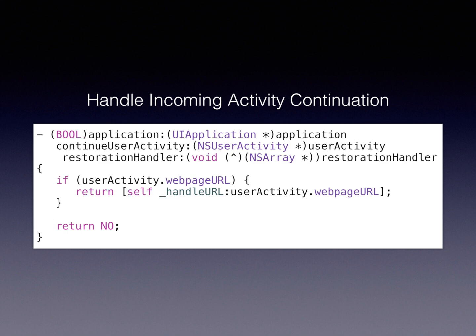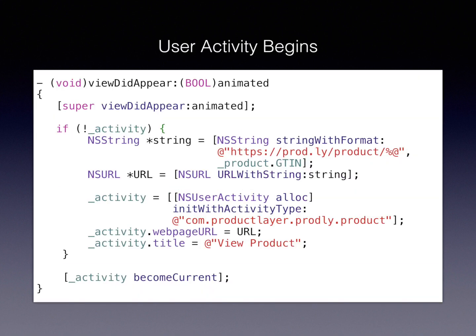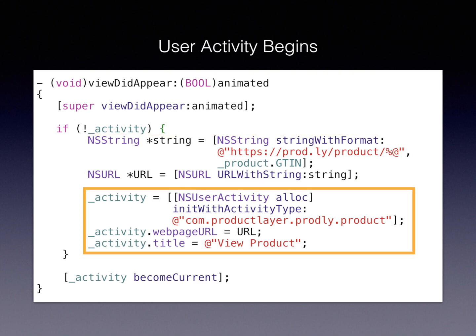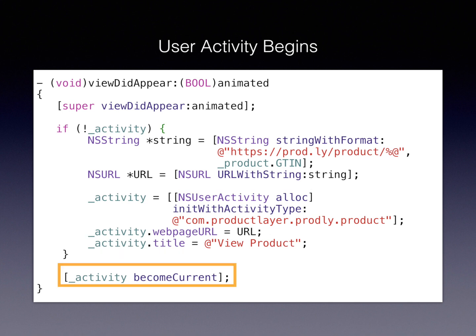So in terms of tracking user activity, this is from the view controller where you view an individual product. Once this appears, I create an activity, and the top half of this code basically puts together the URL from the barcode, the GTIN of the product, and our domain. The second part then creates an activity with this custom type, product layer product, sets the web page URL, sets a title, and at the end it makes it current. And this tells iOS the user is doing exactly this right now.